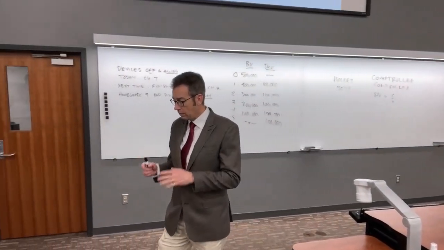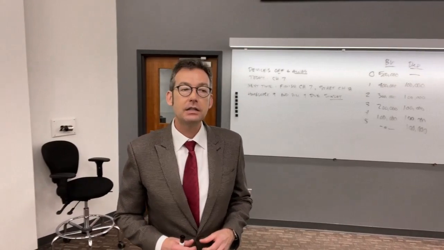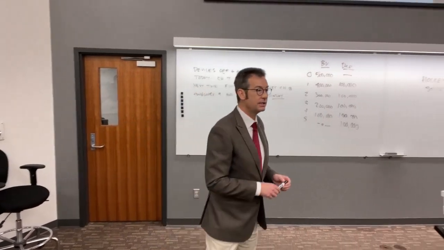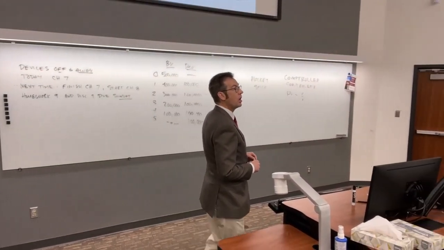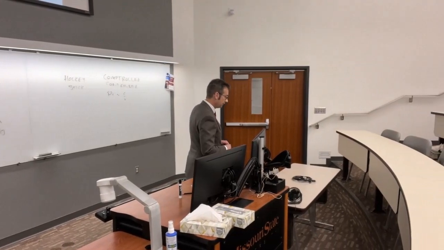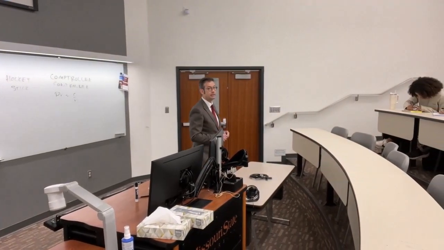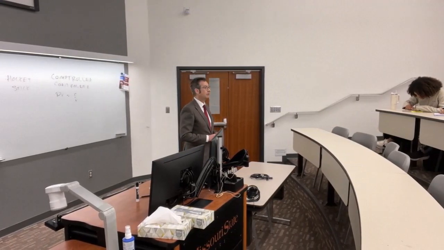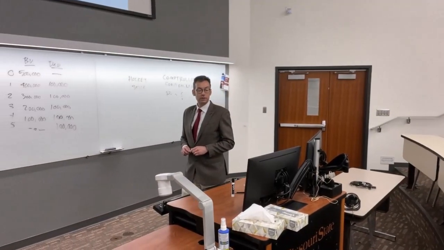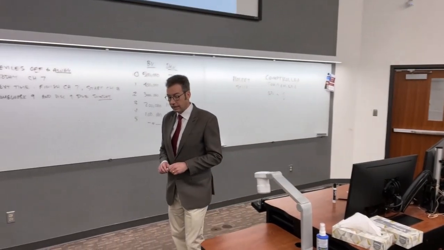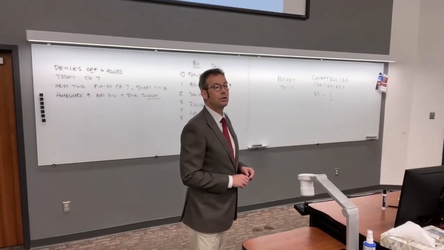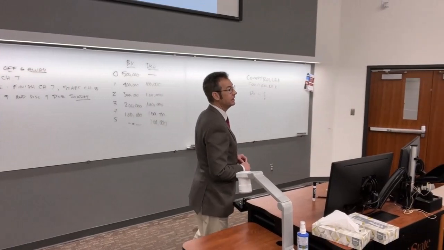$250,000. Now, I want you to notice that $250,000 is exactly one half of $500,000. That's not a coincidence. Write this down. If you are straight line depreciating an asset to zero over its useful life, the average book value will always be one half the initial investment.